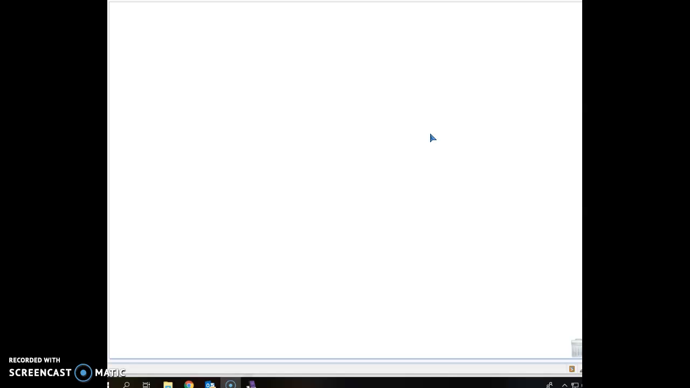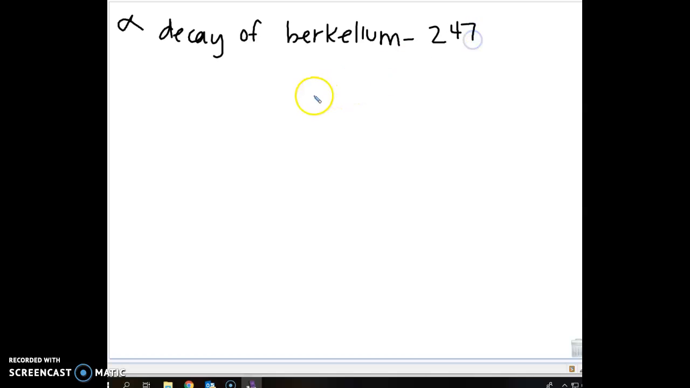So to start, I want to work on the nuclear equation worksheet that was part of your Week 16 Day 1 assignments. So the first one of those, when you look, it says you have alpha decay. So that's alpha decay of berkelium 247.